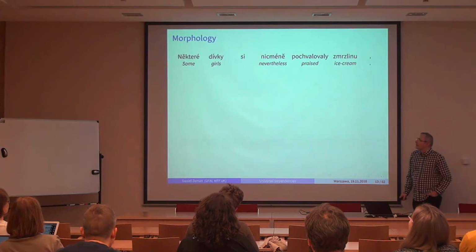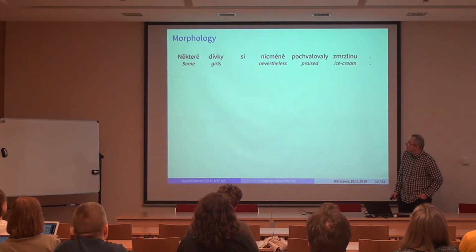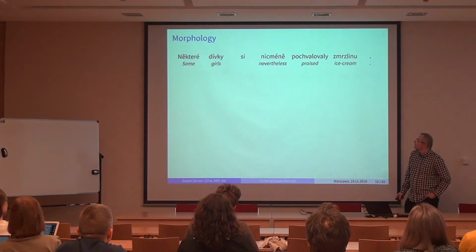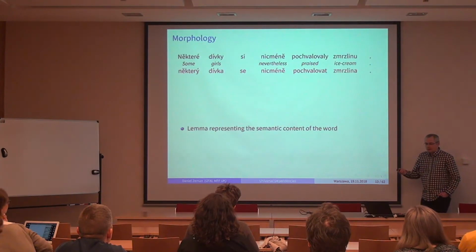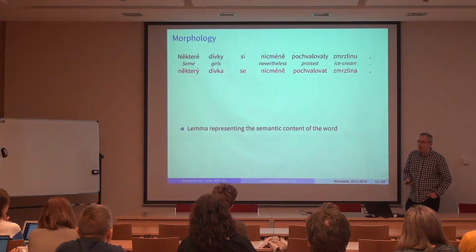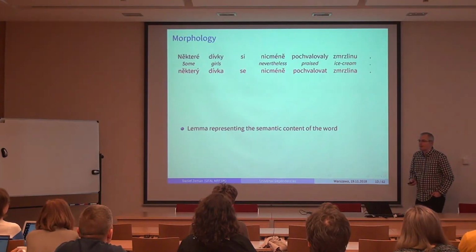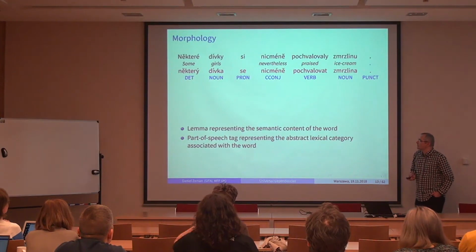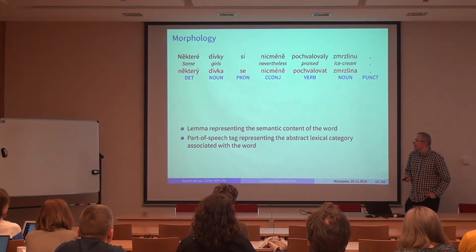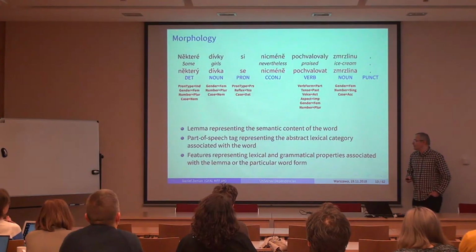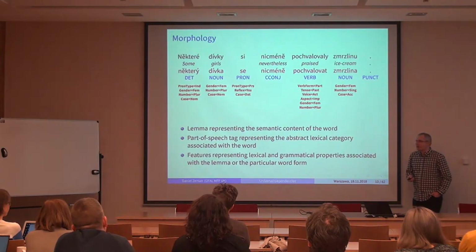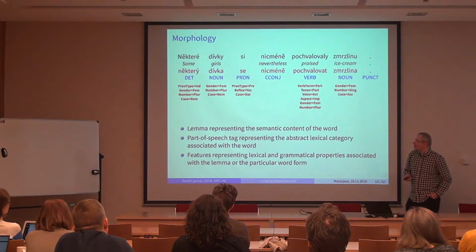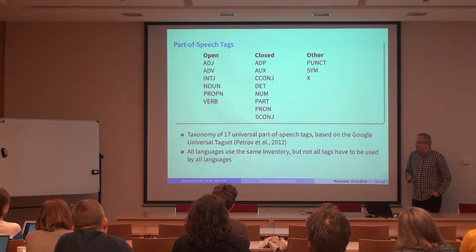Next level is morphology. And this example is from Czech. Některé dívky si nicméně pochvalovaly zmrzlinu, meaning some girls nevertheless praised the ice cream. And a pretty standard set of annotations. There are lemmas. These are optional, so not all treebanks in UD have them, but most of them do. So the base form, basic dictionary form representing the lexeme. Then there are part of speech tags, quite coarse-grained, and a set of morphological features, possibly either providing a more fine-grained partition of the part of speech space, or providing various inflectional categories that you may need to encode.